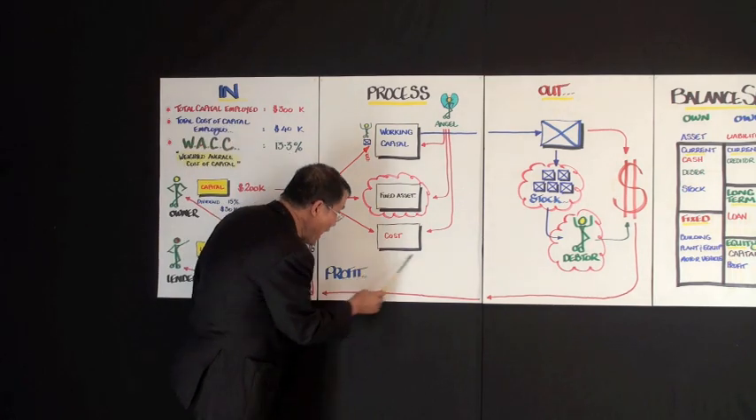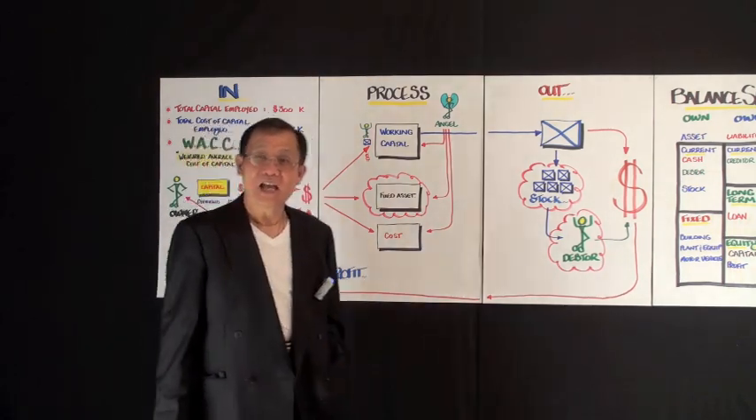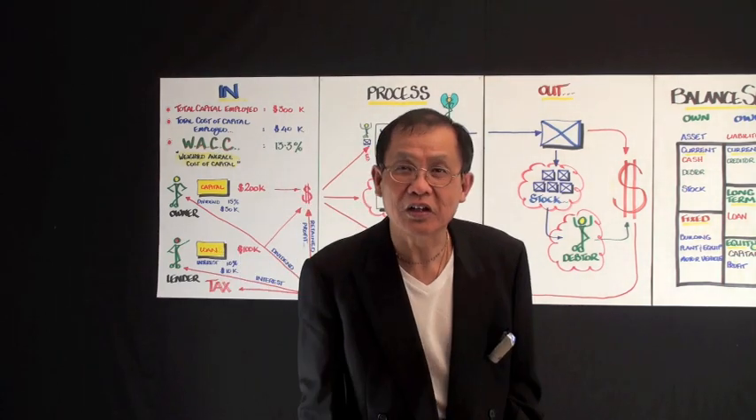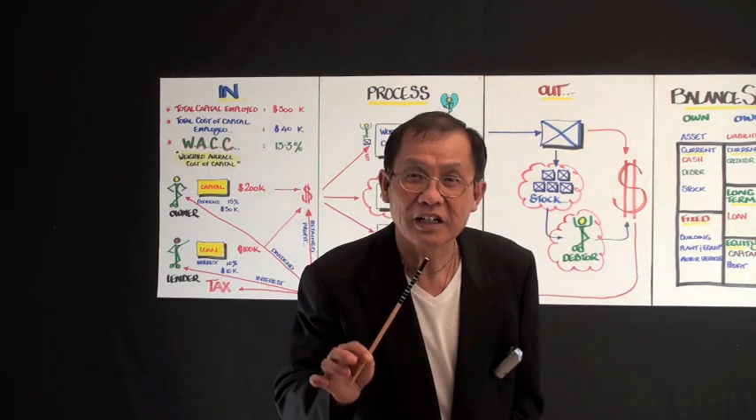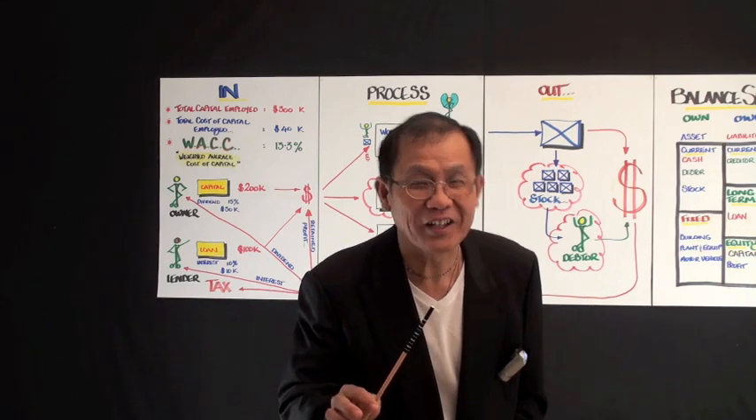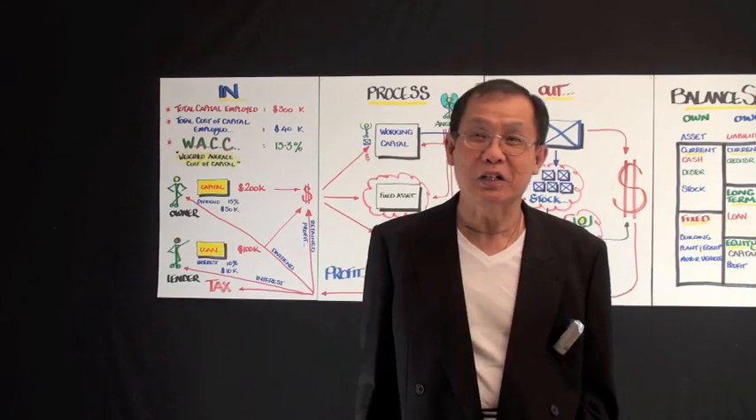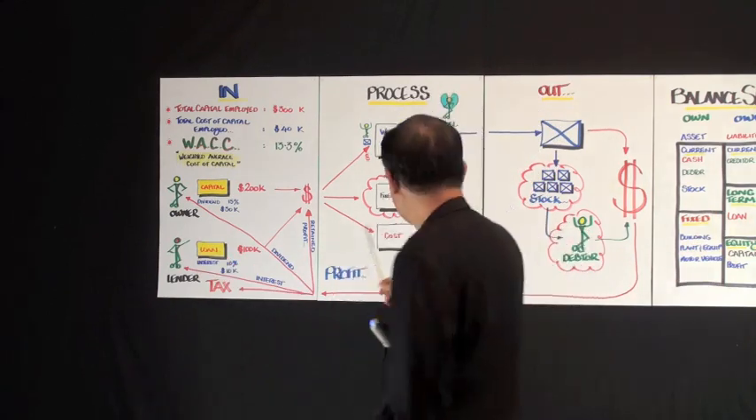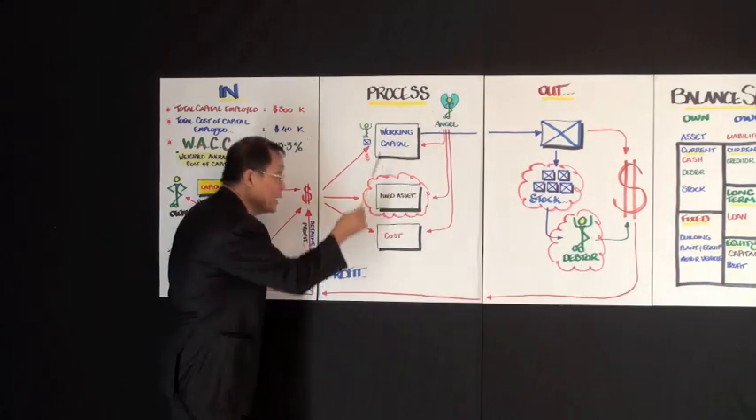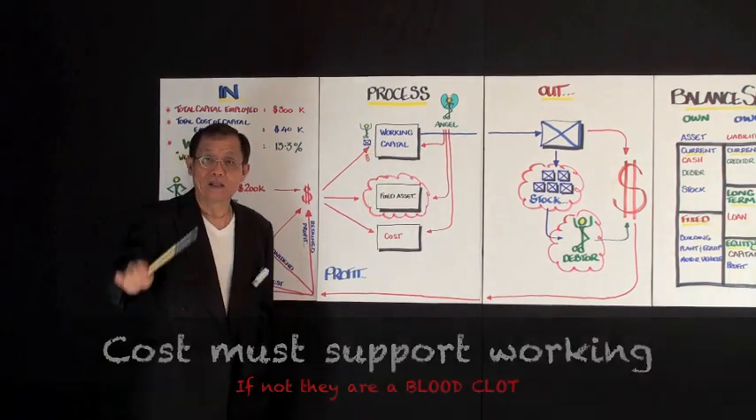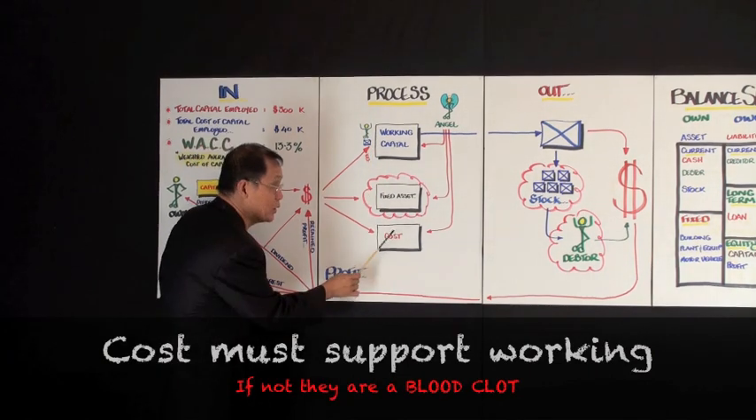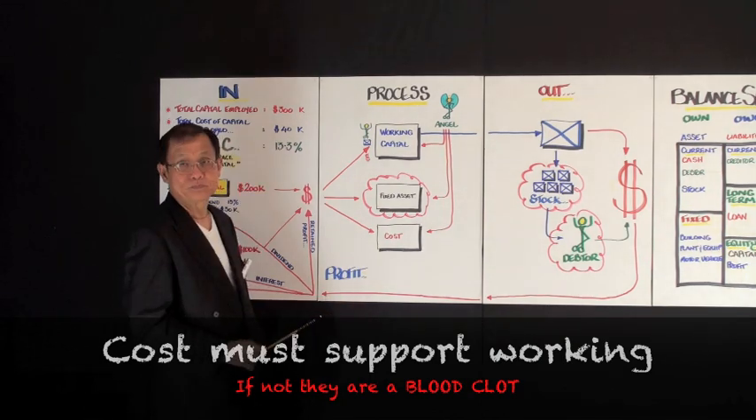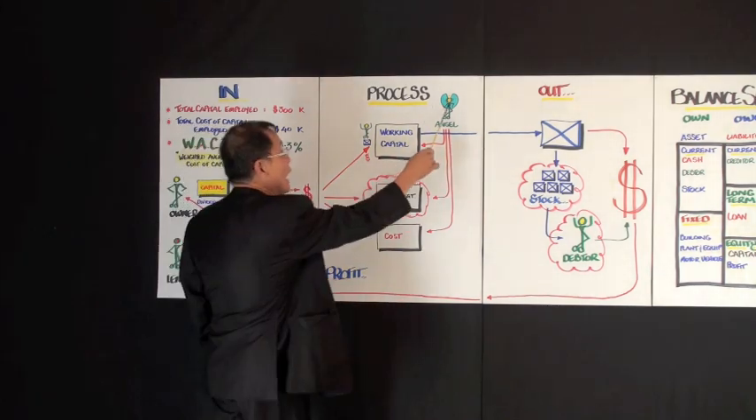Now, if you have this cost, and if they are not supporting those working capital, what are they called? Blood clot. Go back to your company and see if there's any blood clot walking on two legs. One blood clot just walked past. If you employ anybody who does not support, they are blood clot. Where does this go? This goes into the profit and loss account, operating costs.